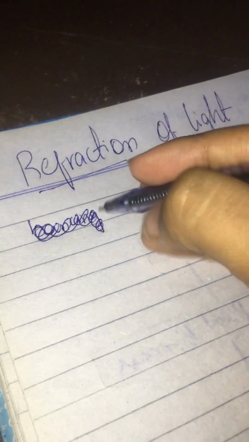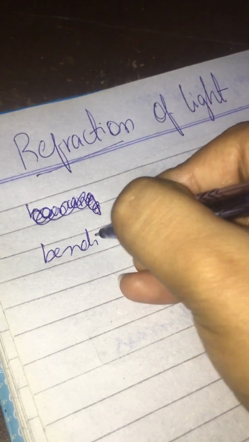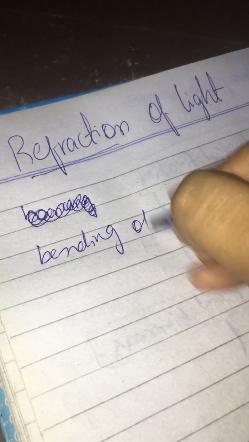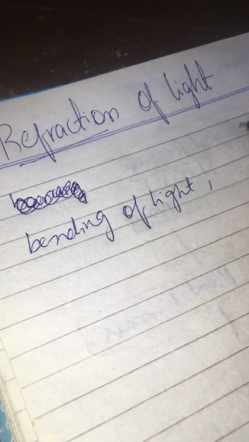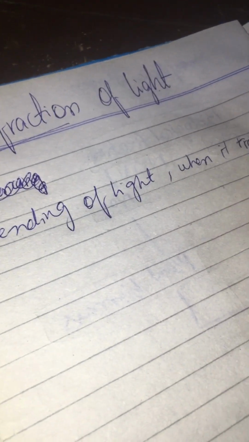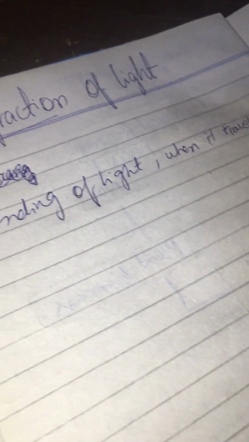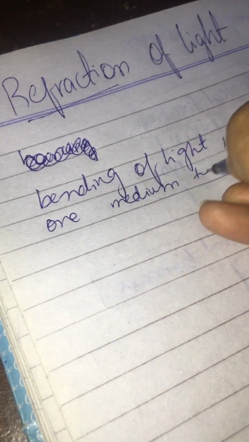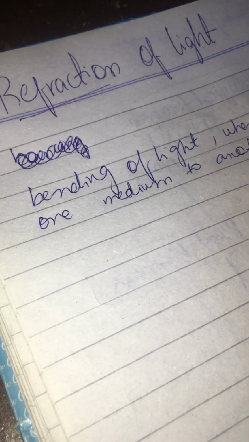So today we are going with the refraction of light. Okay, so first we need to know what is refraction of light, like bending of a wave. So here we are talking about the refraction of light. This means bending of light, like when it will travel from one medium to another. Okay, how? Let me give you an example.